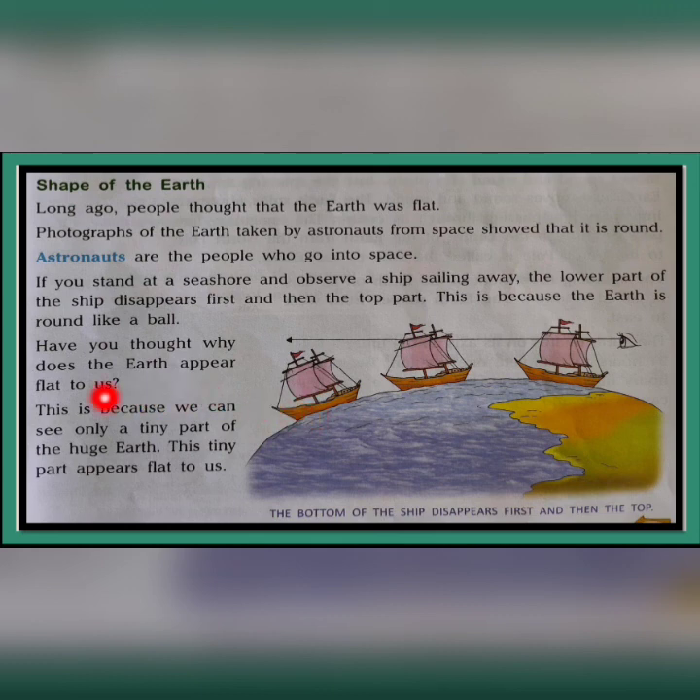Have you thought why does the earth appear flat to us? As it is round, but for us it appears flat. Why? This is because we can see only a tiny part of the huge earth. This tiny part appears flat to us. Actually, the shape of the earth is round.